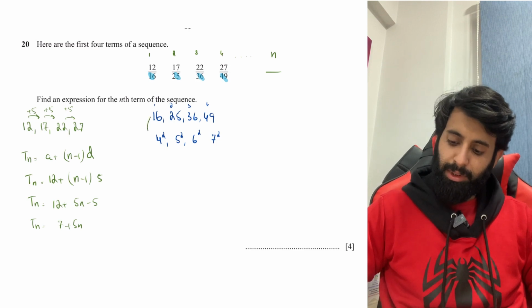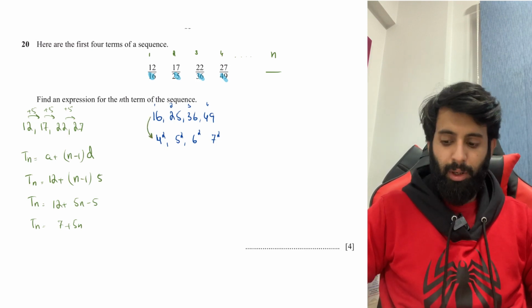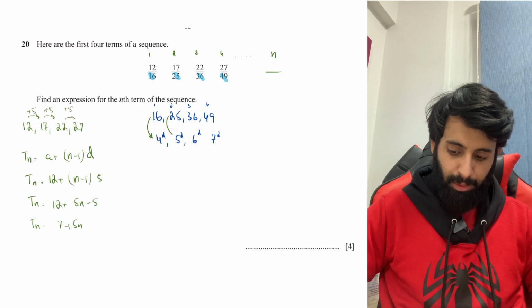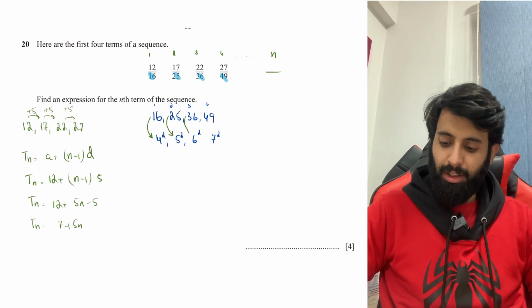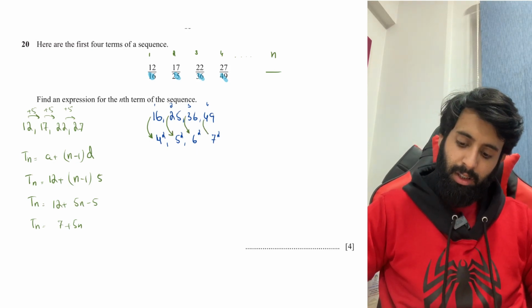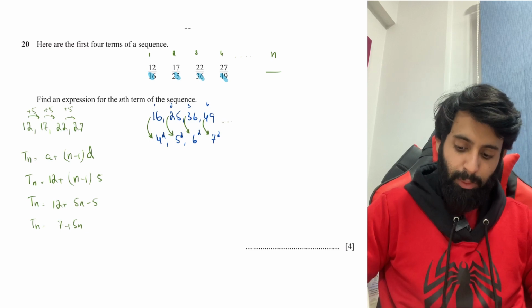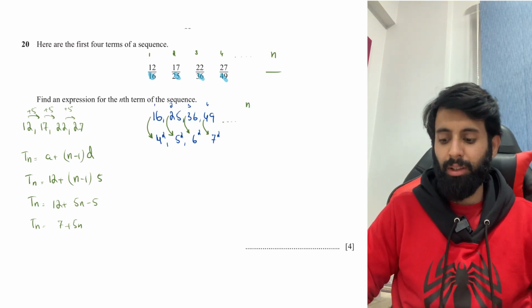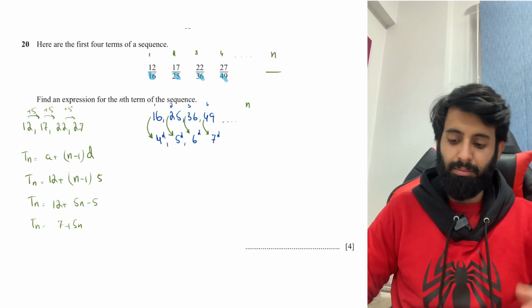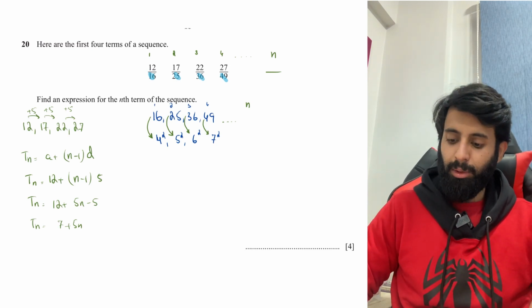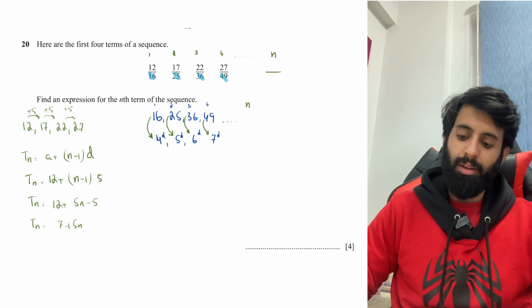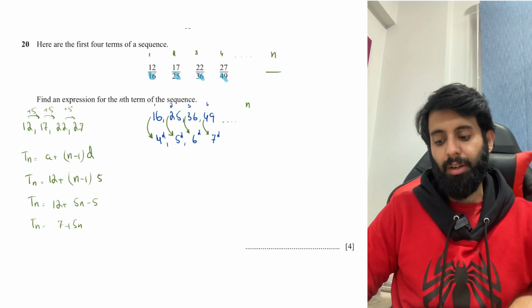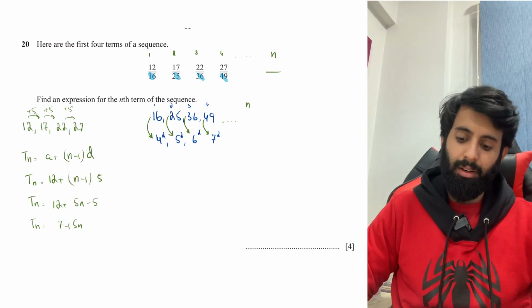So for the first term, you're squaring 4. For the second term, you're squaring 5. For the third term, you're squaring 6. So the number you're squaring is always 3 greater than the term you're at. At 1, you're squaring 4, which is 3 greater. At 2, you're squaring 5, which is 3 greater than 2. At 3, you're squaring 6, again 3 greater than 3. At 4, you're squaring 7, again 3 greater than 4.